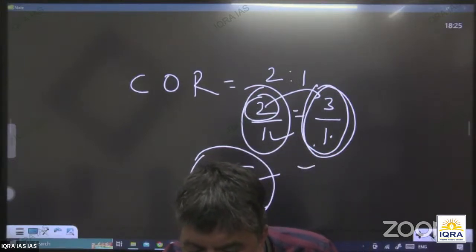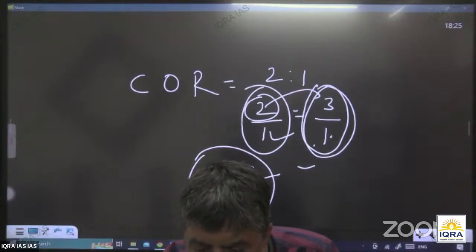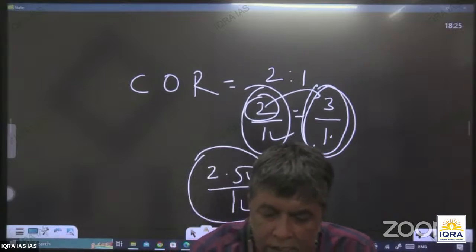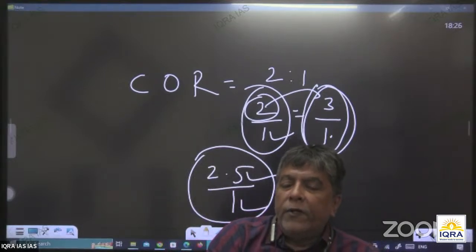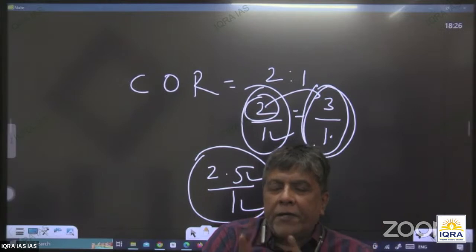Okay, now national income means NNP, not NDP. National income always means NNP at factor cost, net national product at factor cost.